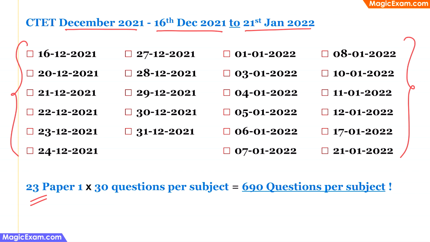So in this series, we will be solving 30 questions for each subject from the December 2021 examination, which means that we will be solving 690 questions in total in this series. And these 690 questions will cover the entire CDP syllabus that you need to be aware of to prepare for the upcoming examination. So let us get started.